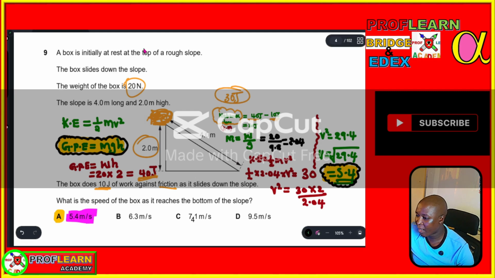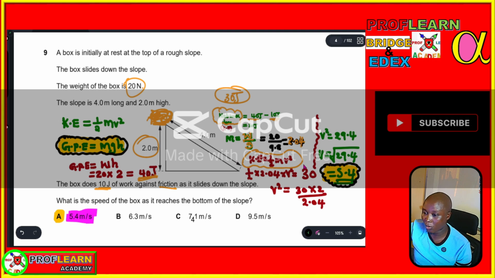So once we have gotten kinetic energy as 30 joules, we can also find the mass. Weight already is given as 20 newtons, so we can work out the mass: mass is weight over gravity, which is 20 over 9.8, which is going to be 2.04 kilograms. And we shall use that mass in the formula for kinetic energy, and we shall say a half times 2.04 times v squared is equal to 30, right?